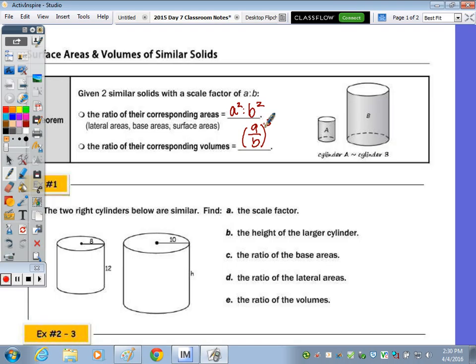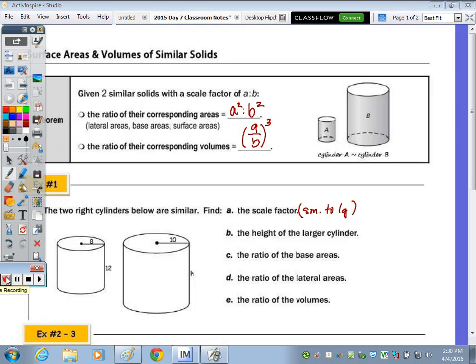So given the first question, it has two similar cylinders. Given the ratio of the radii, we're going to find the ratio of the heights. So let's first compare. If you look at part A, they really should tell you how they want you to compare the two solids. Do you want to compare large to small or small to large? Small to large. So go ahead and find your scale factor or similarity ratio. In comparing small to large, our similarity ratio is what?